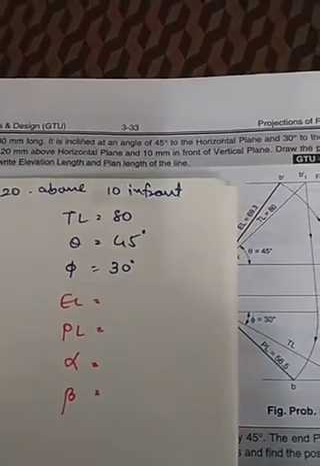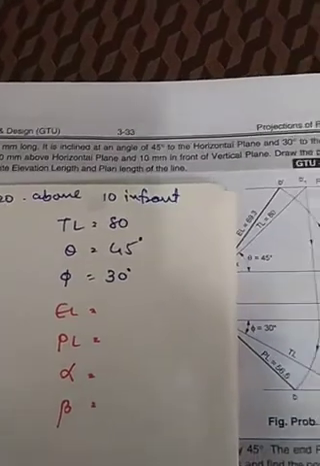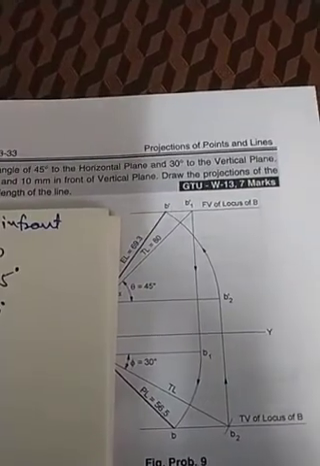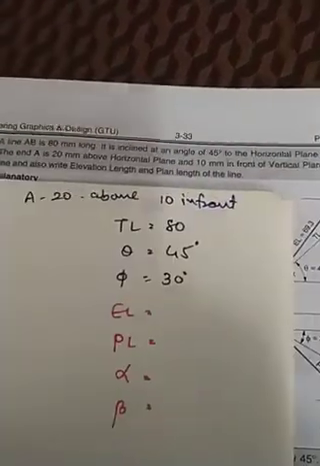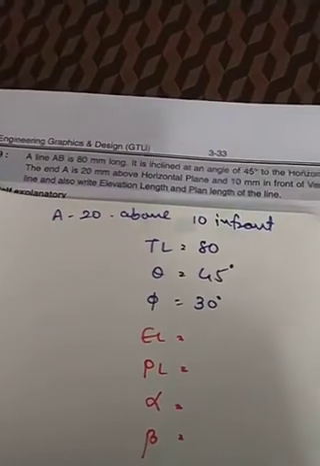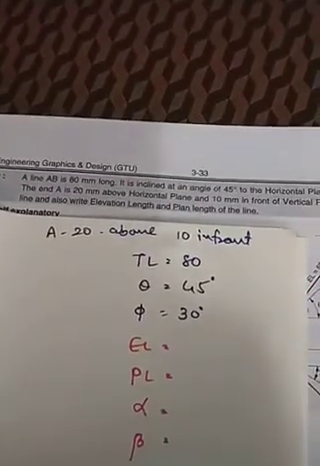The line is inclined at an angle of 45 degree to the horizontal plane, that's why theta equal to 45 degree, the angle of TL with HP. Phi equal to 30 degree, the angle with the vertical plane. The position of end point A is given: A is 20 mm above HP and 10 mm in front of VP. So you have to draw the projection of the line and also write the elevation length and plan length.